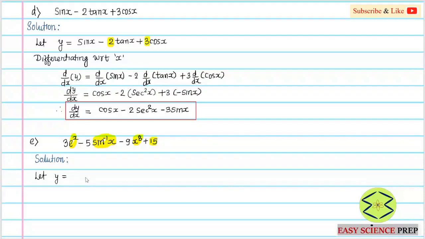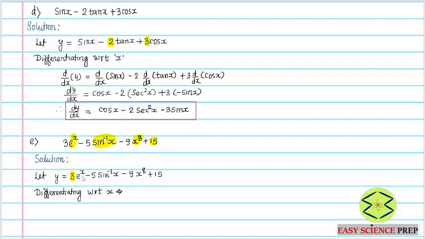So let y equals 3 e raised to x minus 5 sine inverse of x minus 9 x raised to 8 plus 15, and we'll differentiate with respect to x. When we differentiate with respect to x, the differentiation is applied to each and every term. Remember 3 is a constant, and when we have a constant and a variable term, the constant can come outside. 5 is a constant, 9 is a constant, while 15 is the only term remaining here. We should not take 15 outside because it is an individual term. When a constant and a variable come together, we can take the constant out of the differentiation. So let's see how we write it.